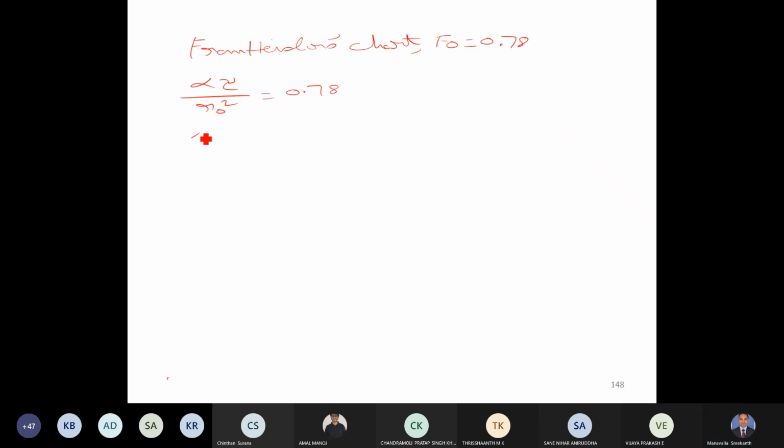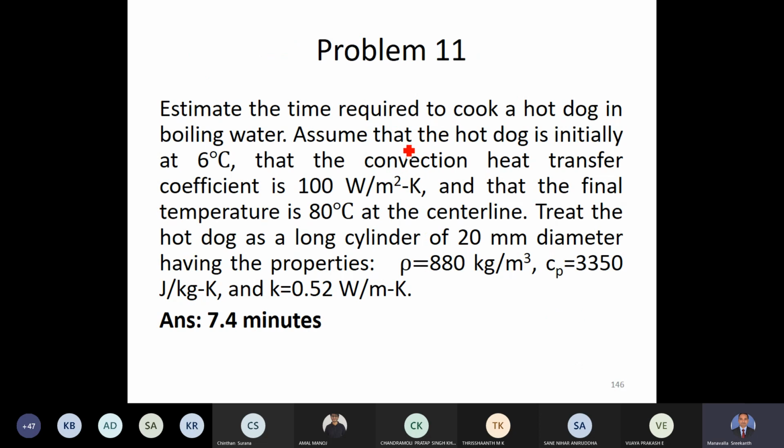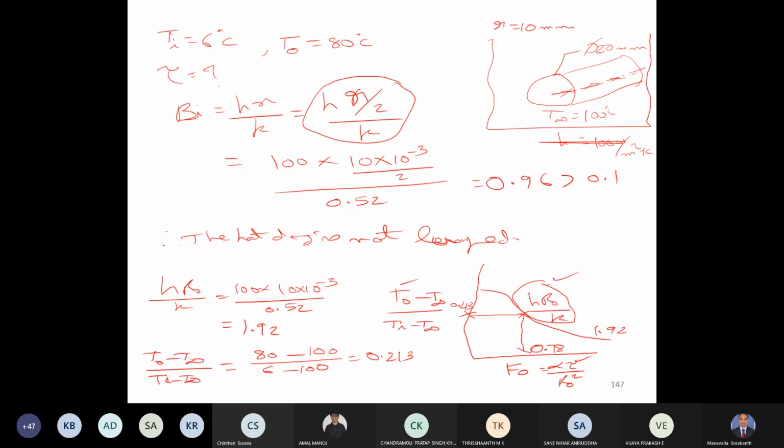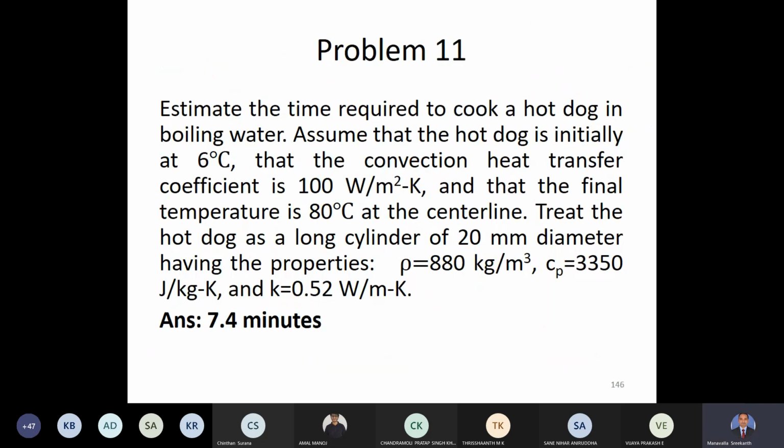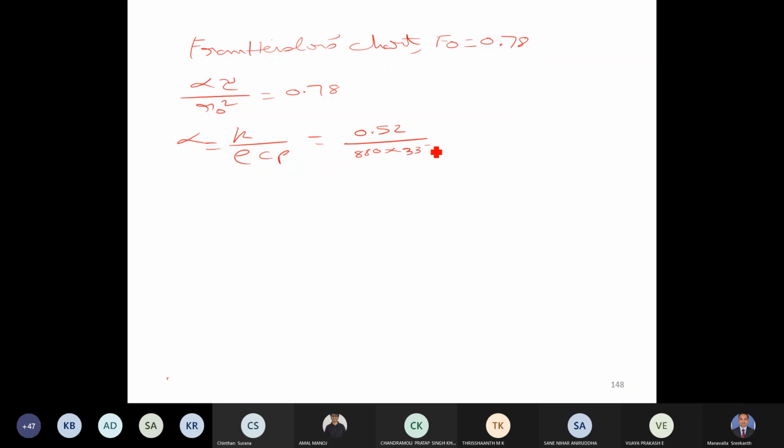Alpha is K divided by rho Cp. K is 0.52. Density is 880. Cp is 3350. So alpha is 1.764 multiplied by 10 power minus 7.